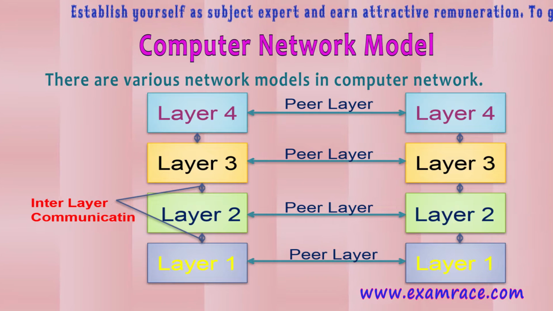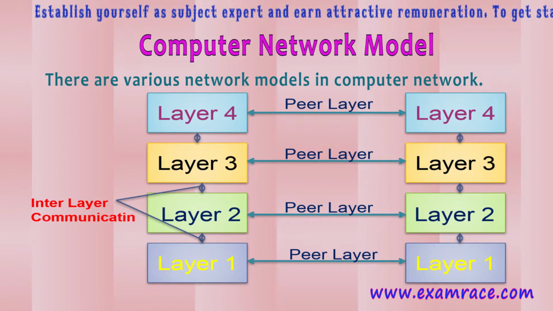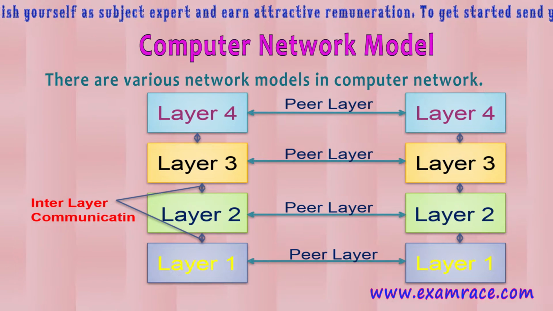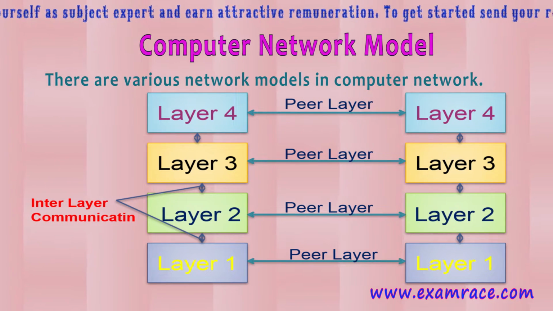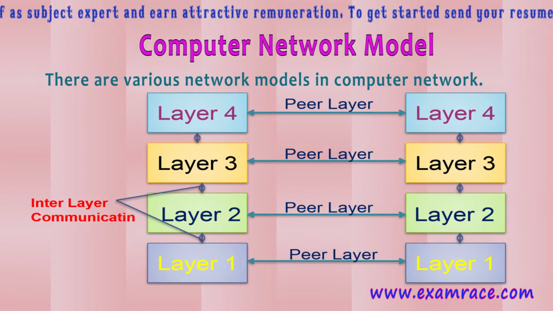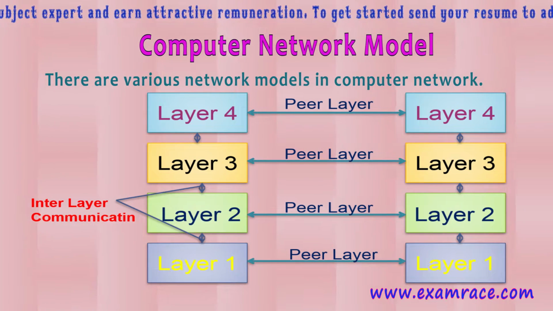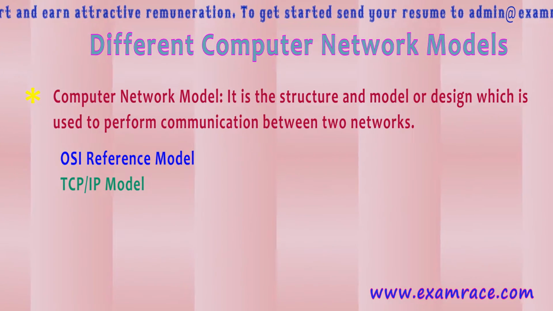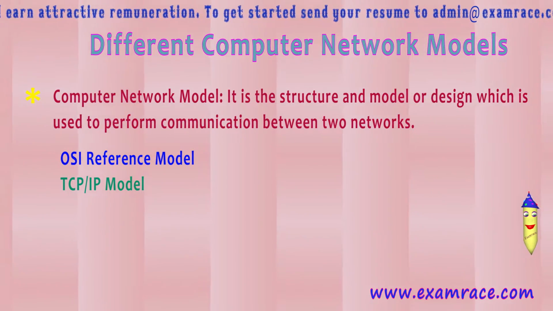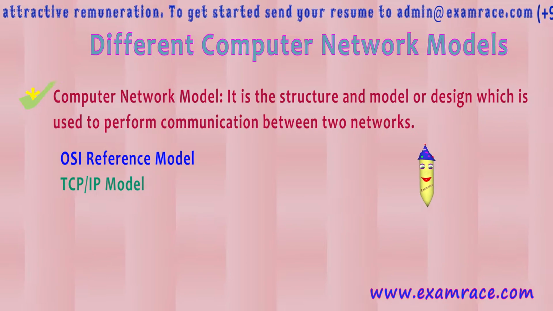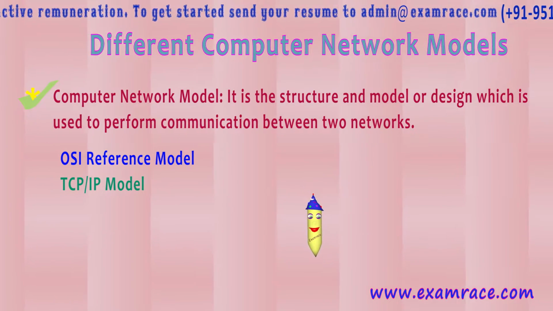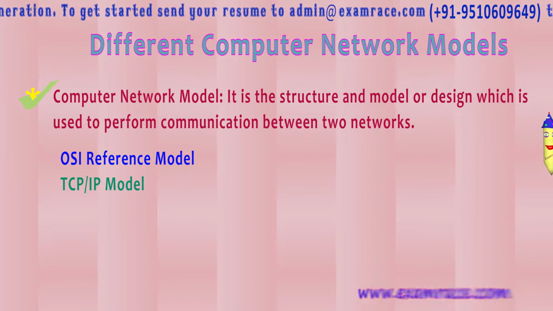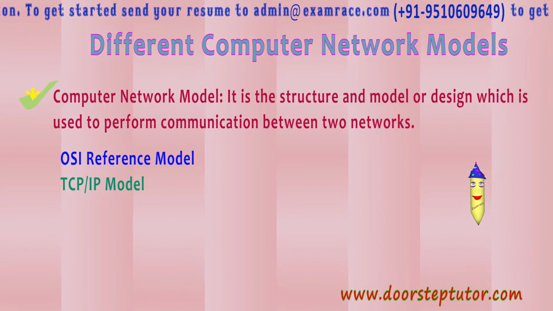There are various network models available in the computer network which we can use for the transmission of data from sender to receiver, or from source to destination. So hope this diagram is clear to everyone. Let's move to the second slide, different computer network models. Basically we have heard about two most important network models, that is OSI and TCP/IP.